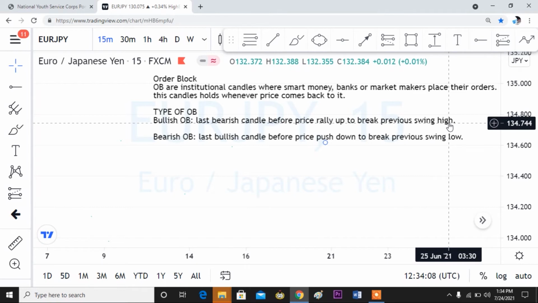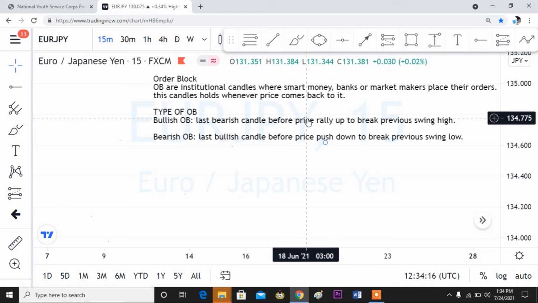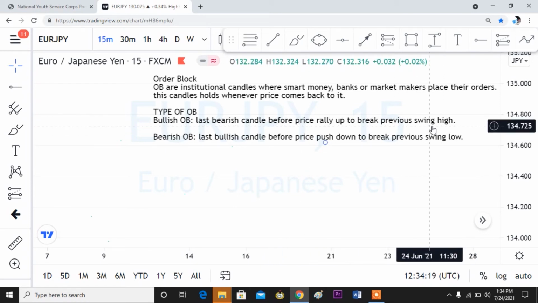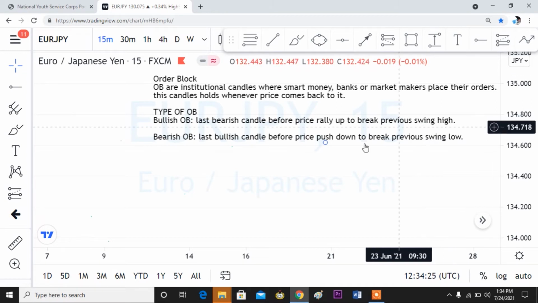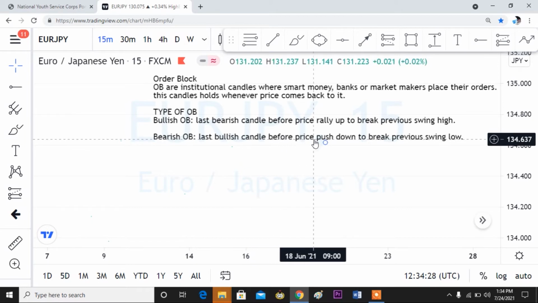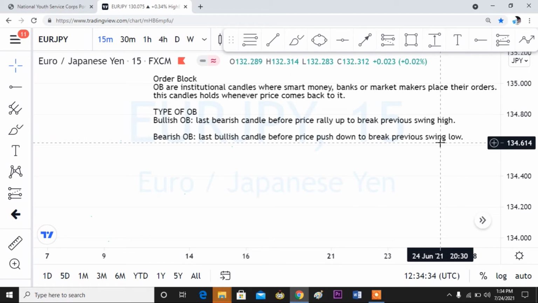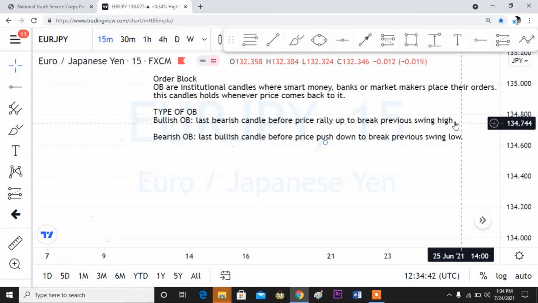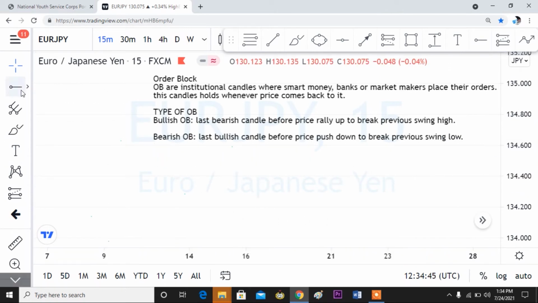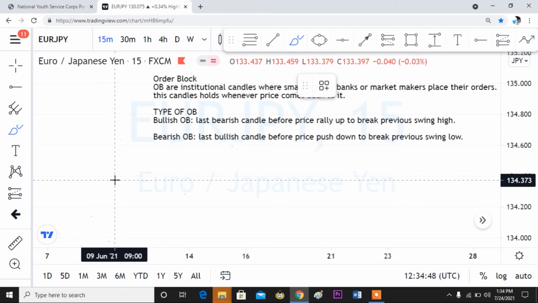Don't worry, we're going to show you an example of this and how you can identify it in the market. So the bullish order block is the last bearish candle before price rallies up to break the previous swing high, and the reverse is true for the bearish order block. The bearish order block is the last bullish candle before price pushes down to break the previous swing low. It's as easy as this. This is the method that the big institutions use to trade the financial market with a good risk to reward ratio. Now, let me bring out this brush tool and show you an example of what this means.